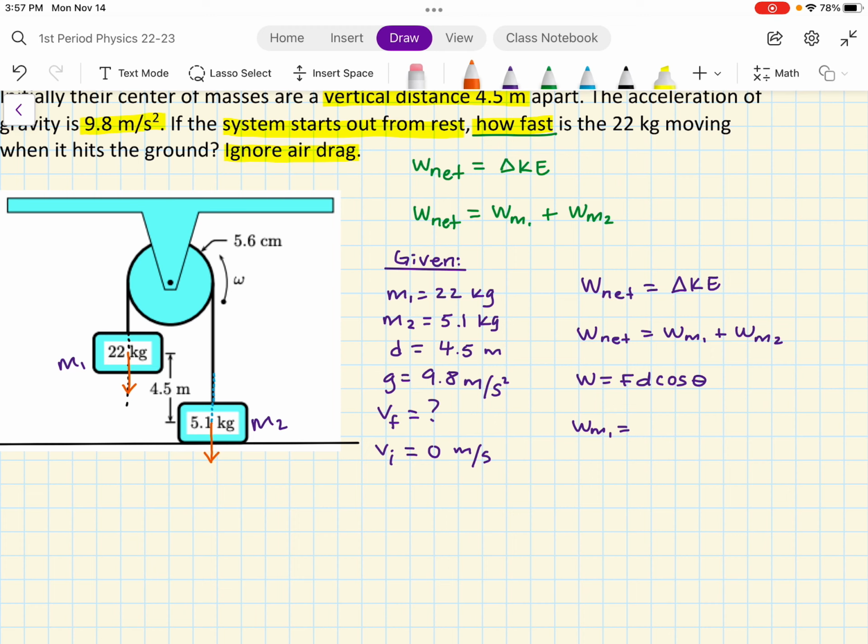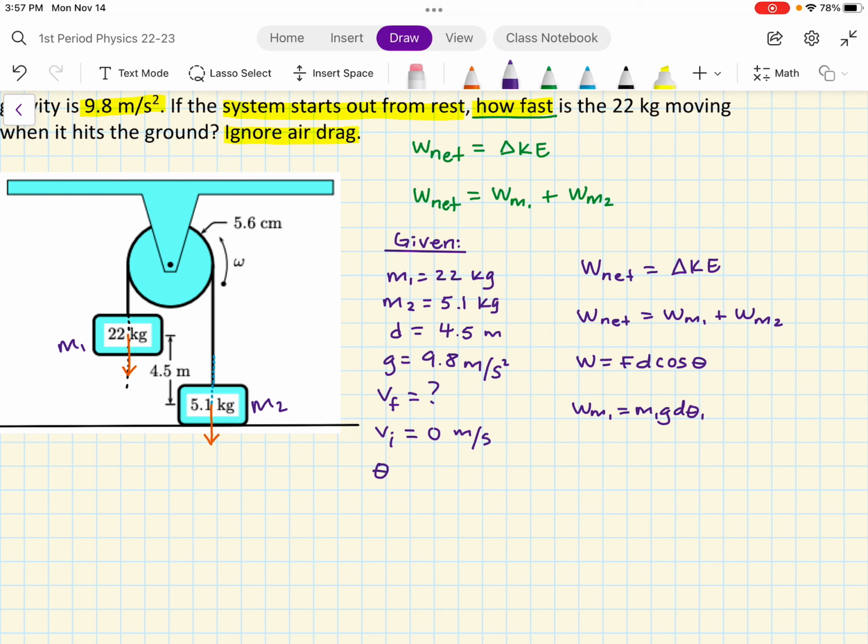So that means for the work done by mass 1, the force is the weight of mass 1, that is m1 g. Distance is the same. Now what's theta? In this case, theta 1 for mass 1. Think about it, guys. What's the angle between this vector for weight and the direction of motion? Well, you can't draw anything, so theta 1 is 0 degrees.